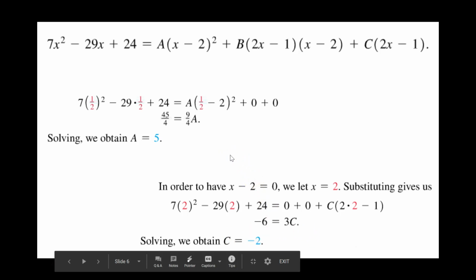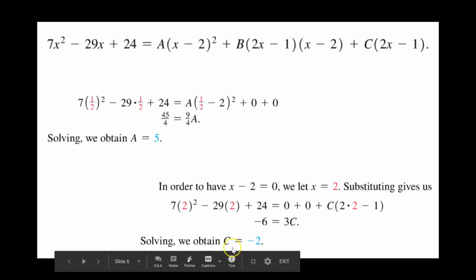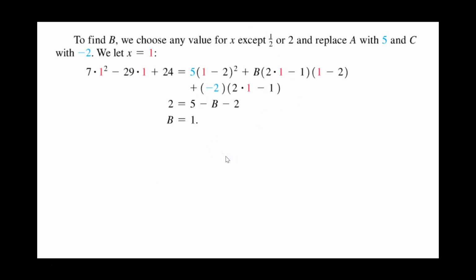So the only thing we're missing here is B now, because we have A as an answer, we have C, but we just don't have B, because every time we plugged in one of our zeros, this always went away. So this is what you need to do for this one. To find B, we choose any value except for the two we already chose, 1/2 and then 2. Like I said, it does not matter which one you choose. You can choose any value to solve for B. I think the easiest one to use is 1. So we plug in 1 for all the x's.